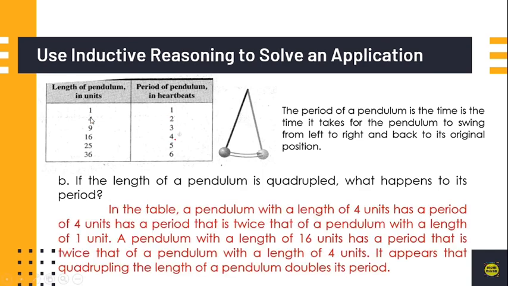In the table, a pendulum with a length of 4 units has a period that is twice that of a pendulum with a length of 1 unit. So a pendulum with a length of 16 units has a period twice that of a pendulum with a length of 4 units. So it appears that quadrupling the length of a pendulum doubles its period. So class, kung ang length of the pendulum ay quadruple, ang period or the heartbeats ng pendulum ay mag-double siya. Di ba?